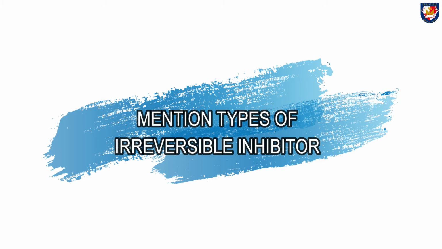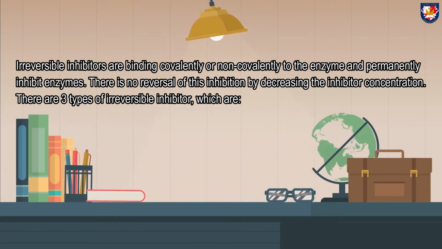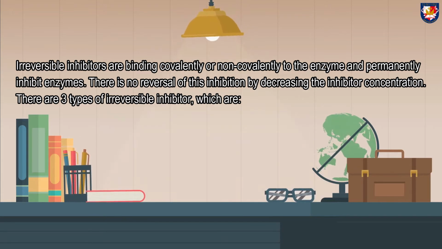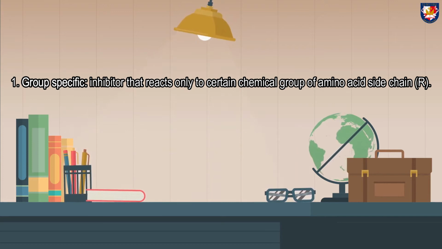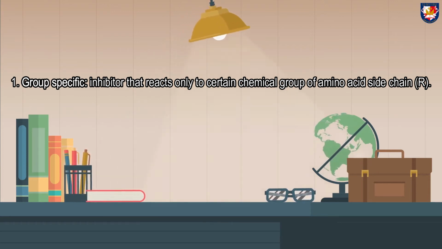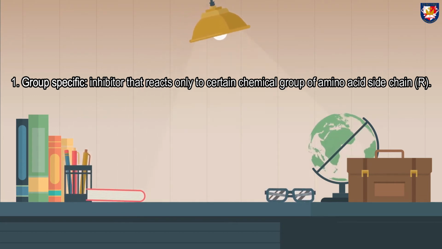Mention types of irreversible inhibitor. Irreversible inhibitors bind covalently or non-covalently to the enzymes and permanently inhibit them. There is no reversal of this inhibition by decreasing the inhibitor concentration. There are three types of irreversible inhibitor. First, group-specific: an inhibitor that reacts only with certain chemical groups of amino acid side chains or R groups.